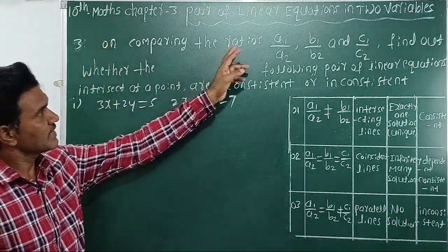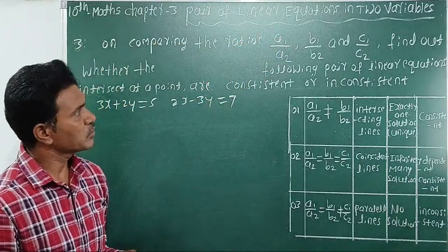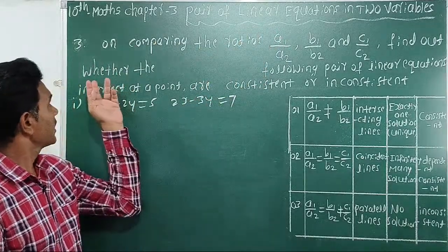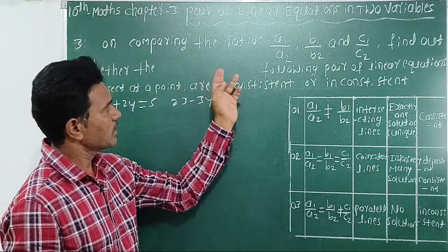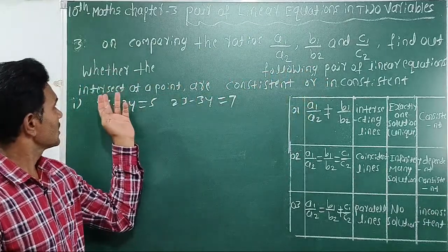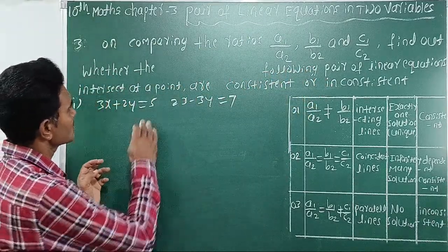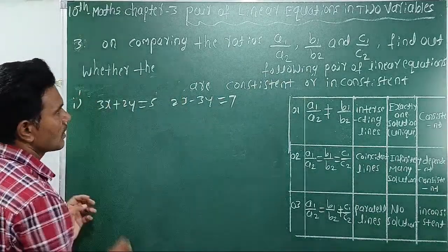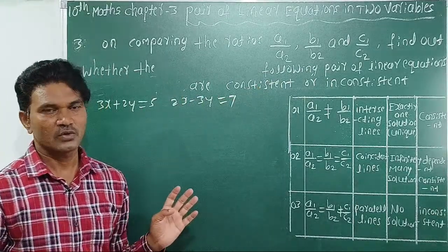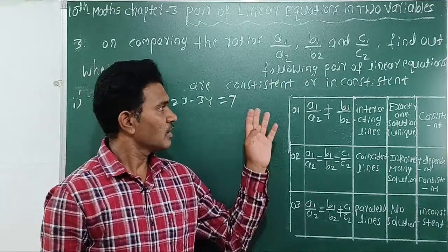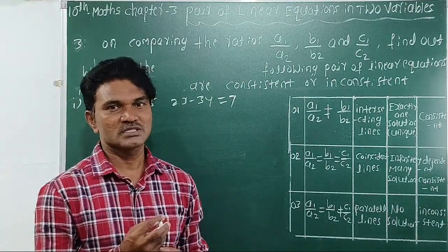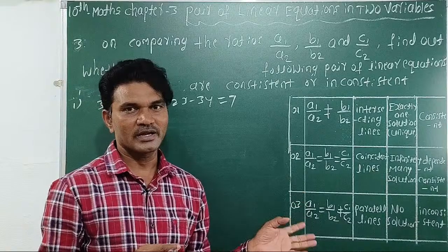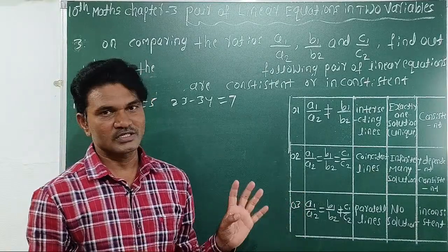On comparing the ratios a1 upon a2, b1 upon b2, and c1 upon c2, find out whether the following pair of linear equations are consistent or inconsistent. We know that when the pair of linear equations will be consistent and when not consistent.